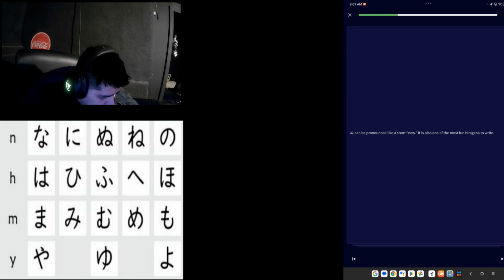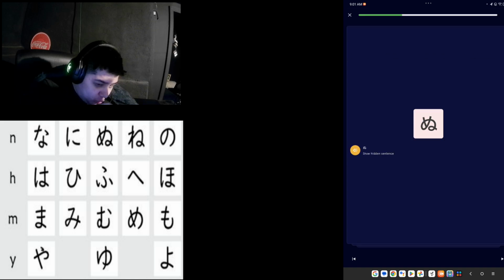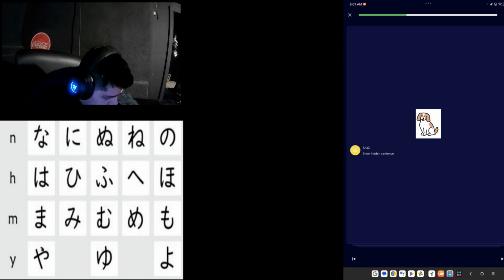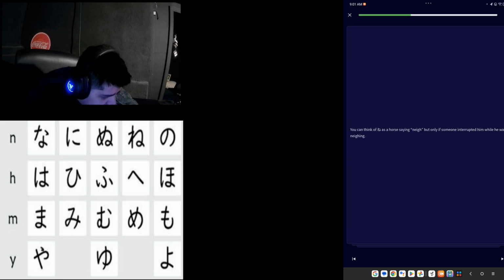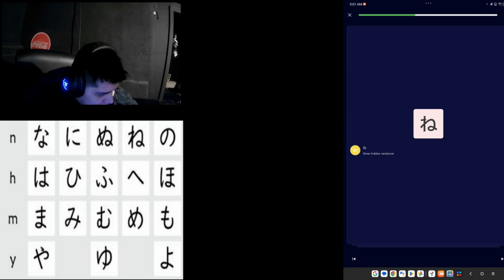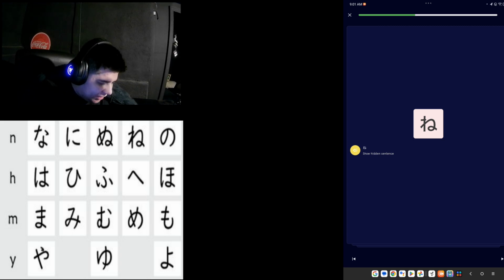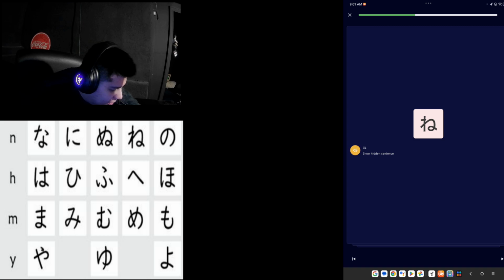Then nu. Nu always looks like ぬ, version 2, like version 2, which is what I remember this one by. So nu, version 2. Inu, dog. And ne. That looks like nu, but it doesn't have the V, so I think it's more like ne.